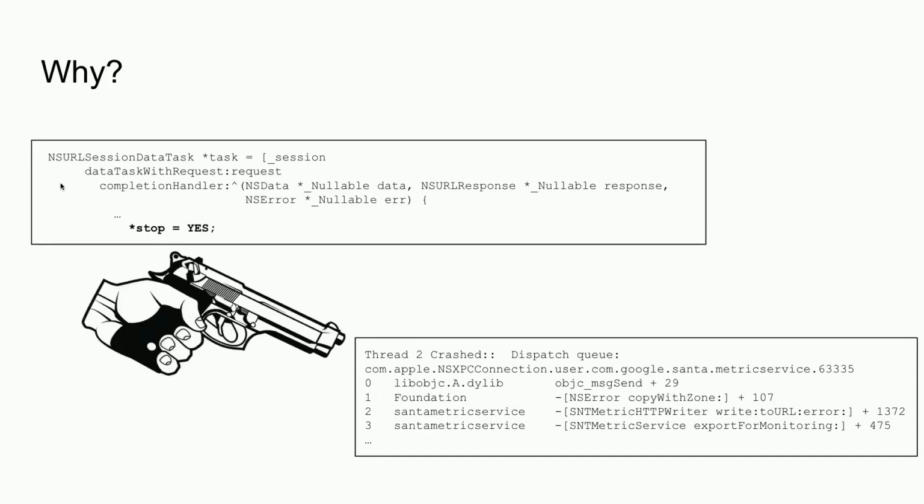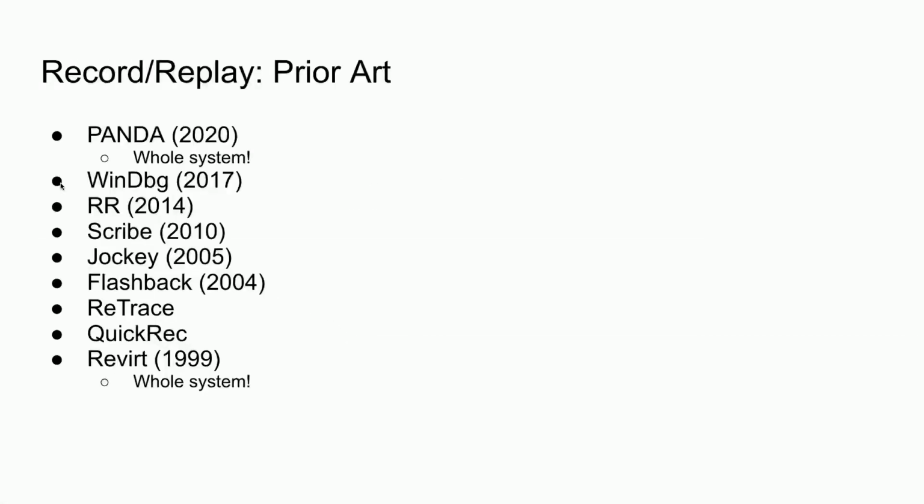And so the first thing we did is we turned to each other. We said, well, if we had rr on Linux, we would just record a trace of this if we could finally get it, and then we'd go back and play through it until we found where it was. And so we looked around at all the prior art, because rr does not work on Mac. And this is a really old idea.